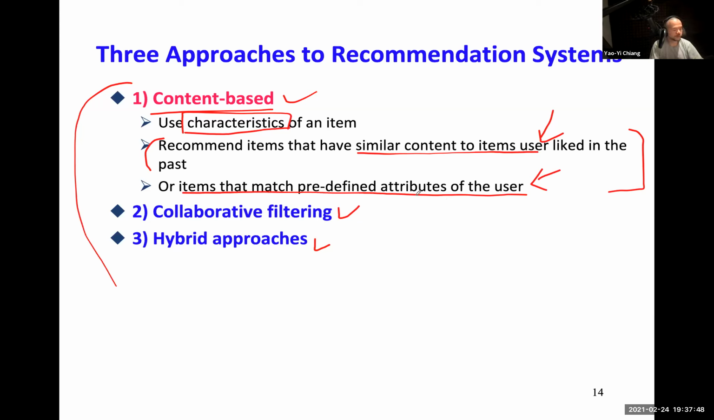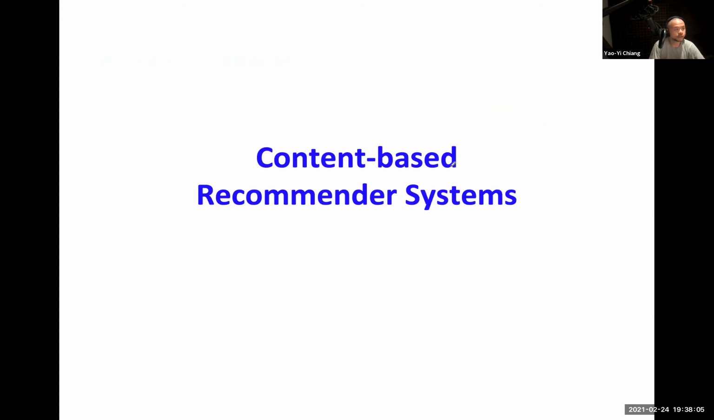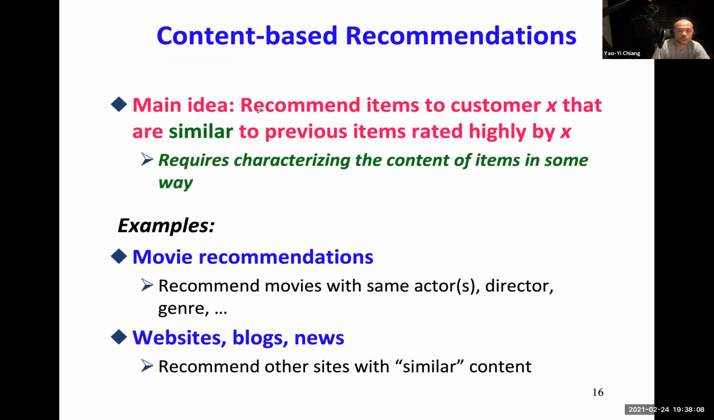For example, if you're using a news app, it will say, are you interested in politics? Are you interested in entertainment? And you select a couple of categories. These are all called the characteristics of an item, or the content of an item. So, content-based system: the main idea is to recommend items to customer X that are similar to the previous items rated highly by X.